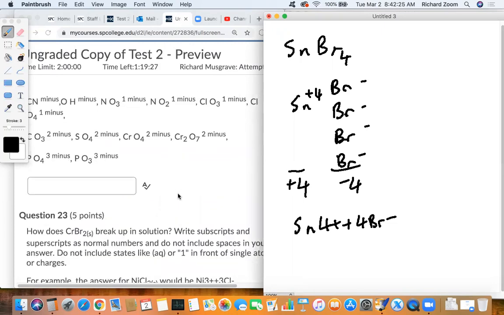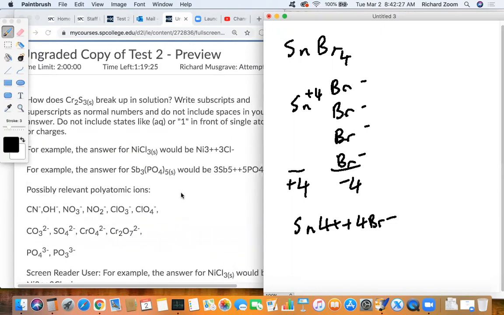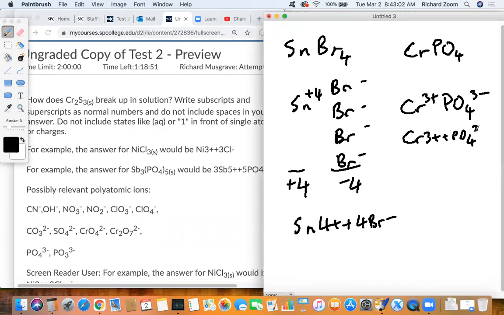Okay, let's see if there's another one here. I'm going to come up with another one on my own here. CrPO4. And I know I've talked about this before, but I'm going to talk about it again. With SnBr4, you can see there are 4 bromines. With CrPO4, you have to realize there's 1 Cr and only 1 PO4 unit there, which would make it PO4 3 minus and Cr3 plus. So that would be Cr3 plus, PO4 3 minus.